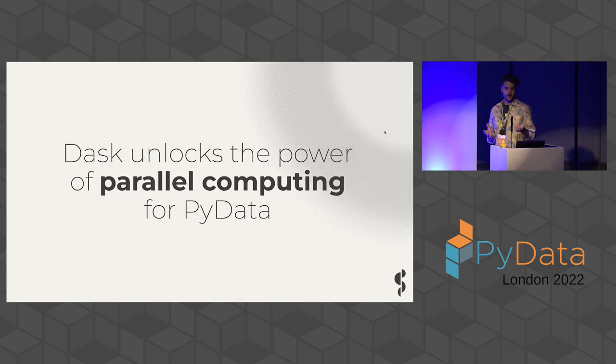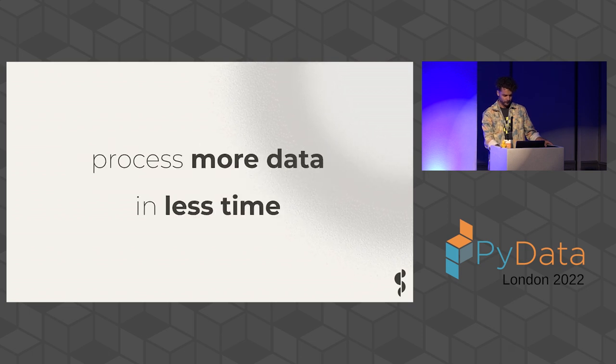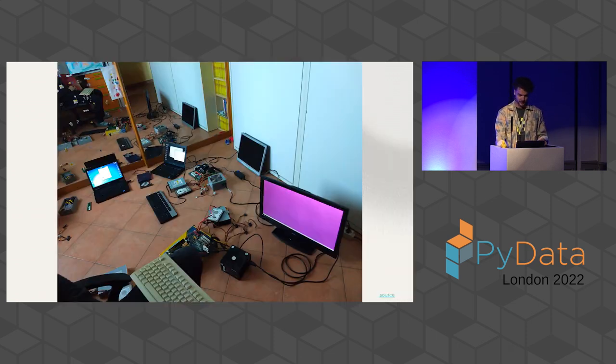So Dask unlocks the power of parallel computing for PyData users, which means that you can process more data in less time. Very simple. We'll get more into the weeds as we go. How does Dask do that? I found this picture of a do-it-yourself distributed computing cluster that someone put together, which I thought was just too epic not to share. This is a very do-it-yourself, low-tech way to create a cluster which can process more data than any one of these units alone could ever do by itself, right? You could get into the difference between parallel and distributed computing, but to keep it simple for now, one core can always do less than more cores. So if we can string multiple cores together, we can process more data, hopefully also faster.